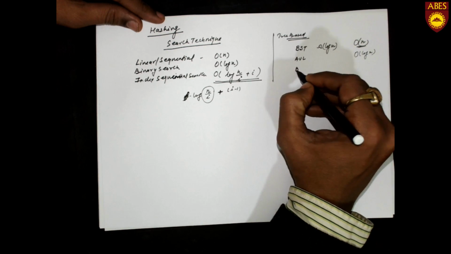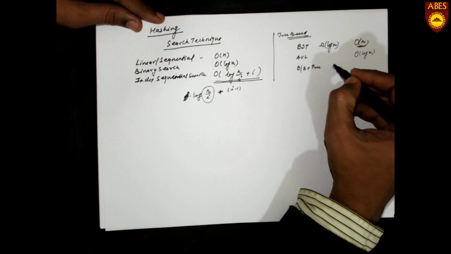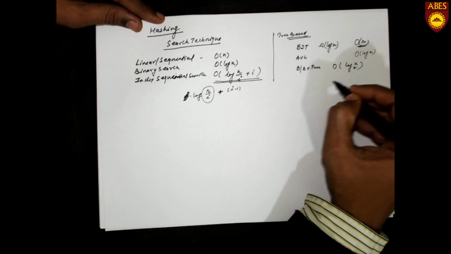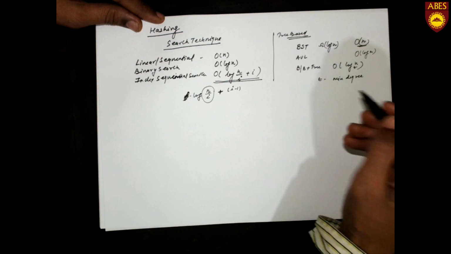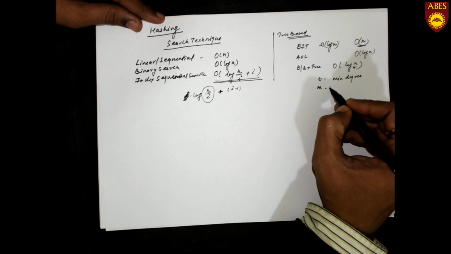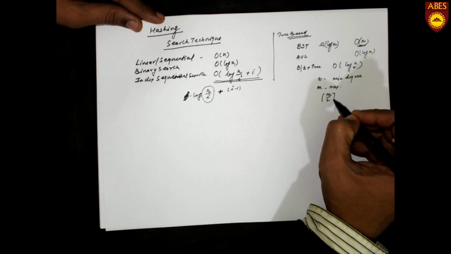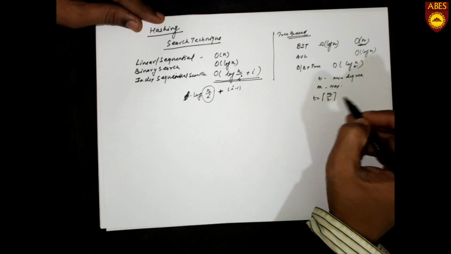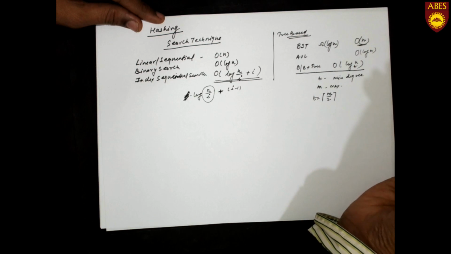We have also seen the B tree and the B plus tree, and the search complexity for the B tree and B plus tree is order of log n to the base t, where t represents the minimum degree. We have studied the B tree with the help of the order m, and if m is the order, it means this is the maximum degree. We can find out the minimum degree by a simple formula, the ceil value of m by 2. So t is actually the ceil value of m by 2, and the search complexity for the B or B plus tree is order of log n to the base t.